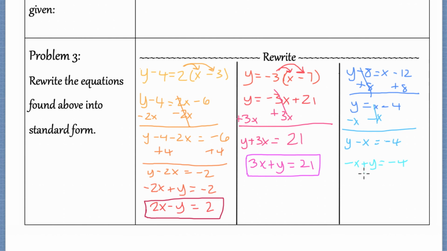And now if you see here, our a term, or the number in front of the x, is negative. It's negative x, and the a term cannot be negative. So what we're going to do is multiply everything by negative 1, like we did in the very first one. We're going to end up getting x minus y is equal to 4. So this x minus y is equal to 4 is our final answer.